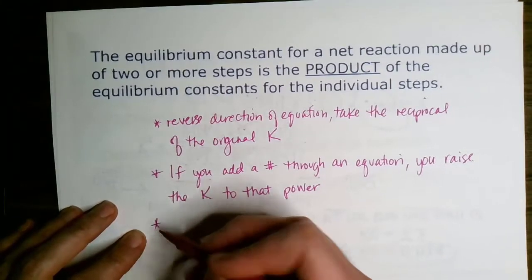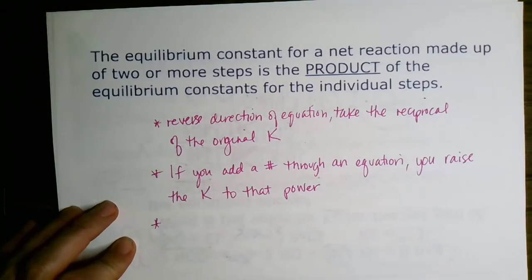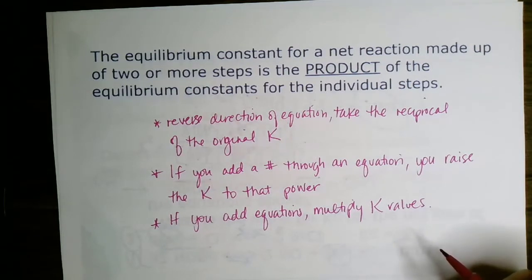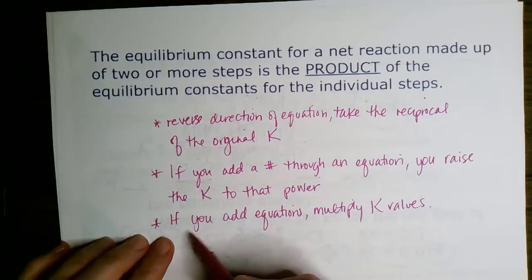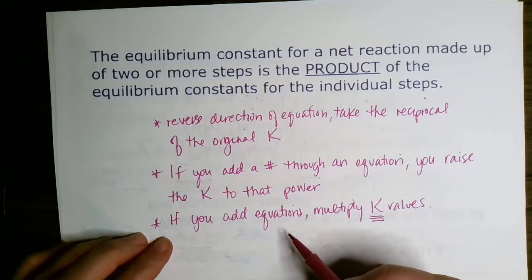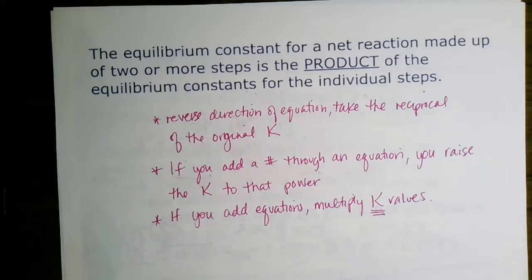And thirdly, if we add equations together using Hess's law, we multiply the K values. And again, that's a little different than what we did with Hess's law and delta H. When we are finding those K constant values and we're trying to find a net equation from those elementary equations, then we multiply the K values. Those are really the big 3 manipulations that you just need to be aware of when you are working through finding K constants with different equations.